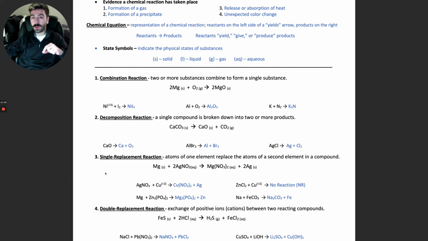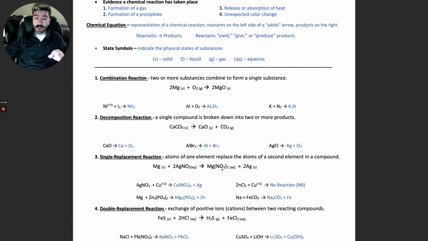Now, single replacement reactions are a little more involved. So this is where atoms of one element replace the atoms of a second element within a compound. And so if we look here, excuse me, talking in this mic always makes my throat a little dry. So we have magnesium solid and aqueous silver nitrate. So this is a solution in water of silver nitrate. Now, if you look at the products, you have magnesium nitrate and silver by itself.